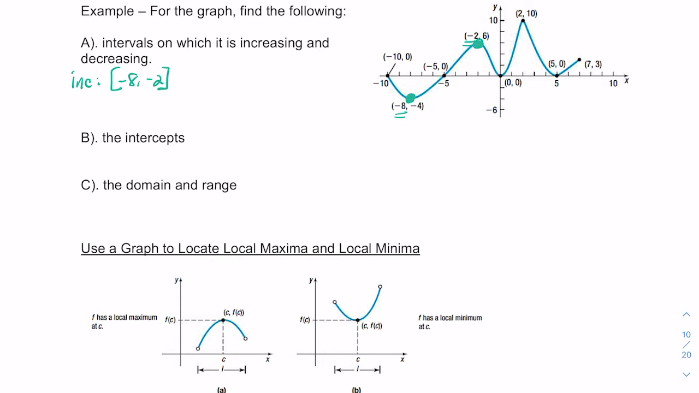Where else is it increasing? It's increasing from 0 to 2. And it's also increasing from 5 to 7. Okay, where is it decreasing? It's decreasing from -10 to -8. And it's decreasing from -2 to 0. And from 2 to 5.